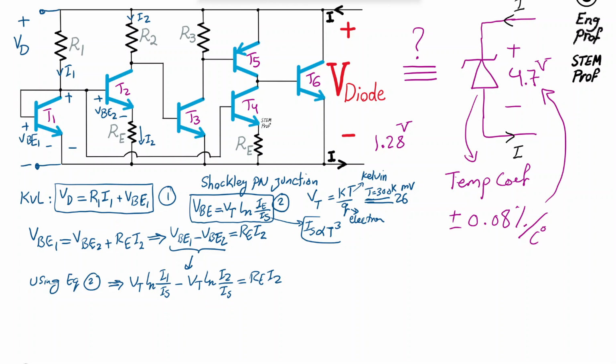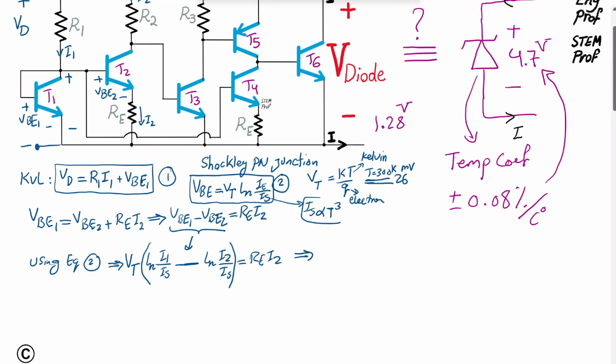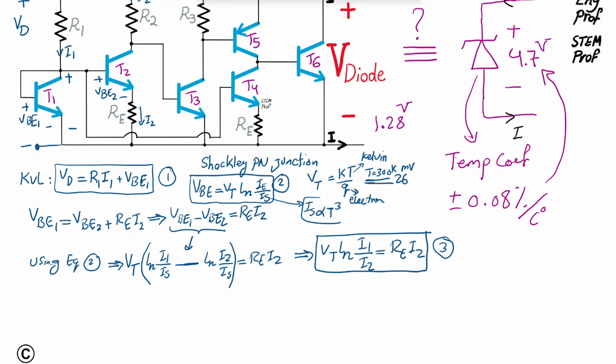So the benefit of that is I can factor out the VT. So there you go. I'm going to factor out VT, so VT outside, and then I have minus this, which I can therefore write simply as VT ln. So IS cancels out, and then I have I1 over I2 equal to RE I2. Let's refer to this as equation number 3.